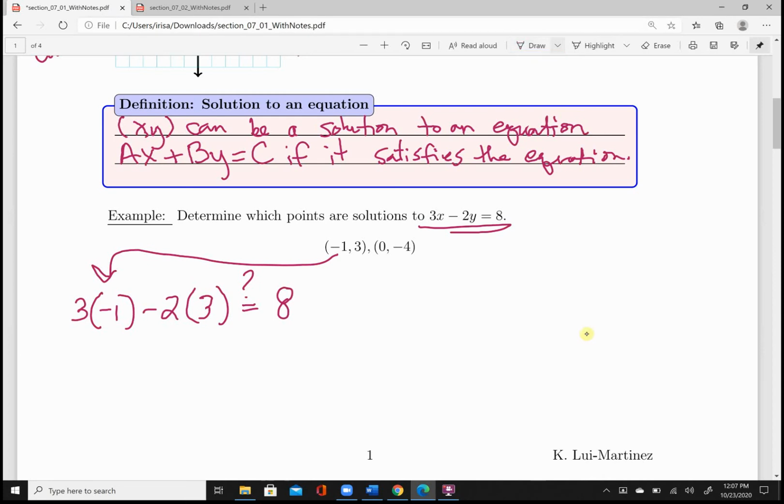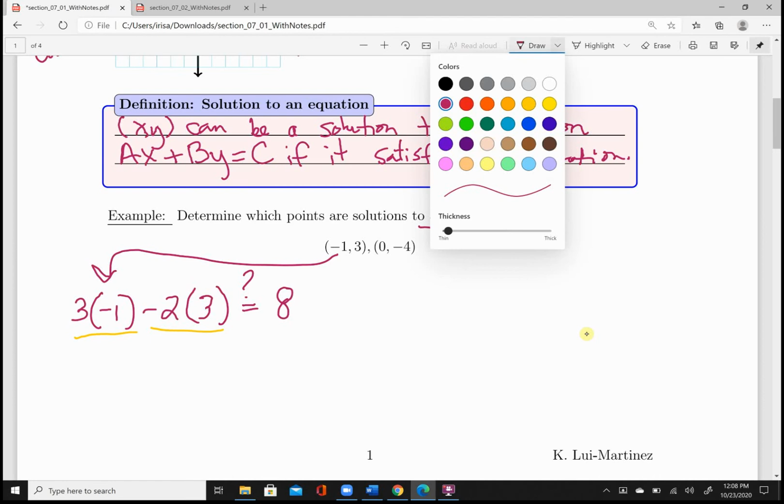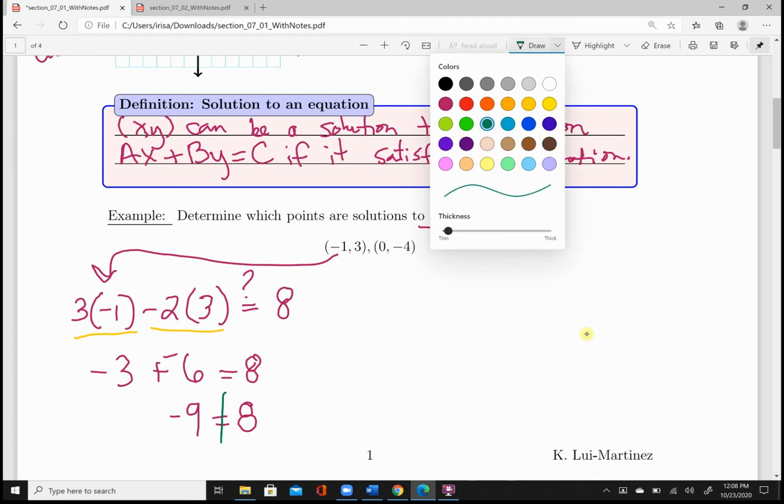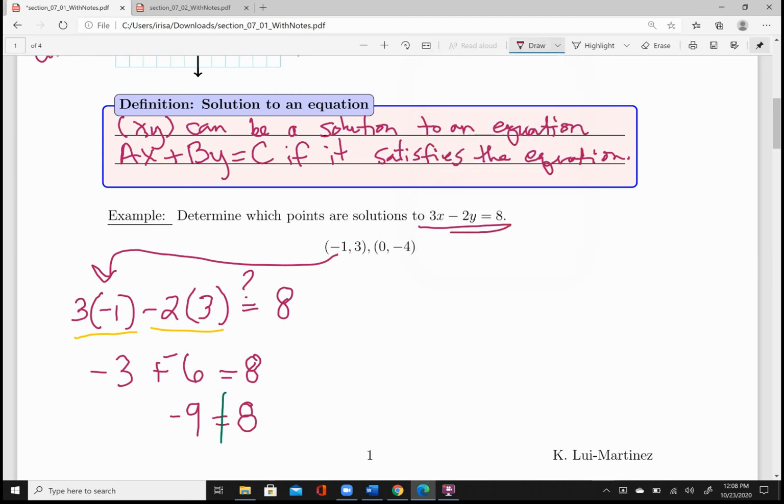So let me get some more fun colors going on here. So I'm going to perform the multiplications on both of those terms in order to figure out what they settle down to. So this will be -3 minus 6. Is that equal to 8? Well, no, because -3 minus 6, if you want, you can do a little kind of an addition of the opposite thing to deal with that algebraically. If you have questions on that, I can elaborate more. But for now, we can just go ahead and determine that no, this is not equal to each other. So therefore, we say it's not a solution. So -1, 3 is not a solution.